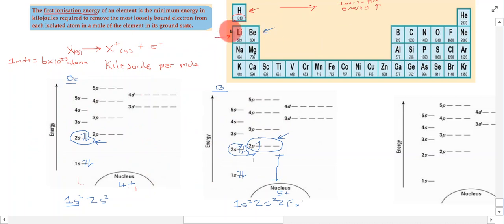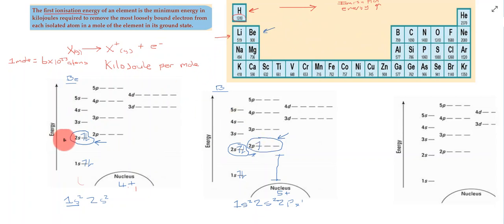As a result, this element here will have a lower first ionization energy, even though, going by the trend from left to right, it should have a higher ionization energy. But it doesn't, because of the arrangement of these sub energy levels and the arrangement of the electrons. So these two atoms are one of the exceptions to the rule along this period.